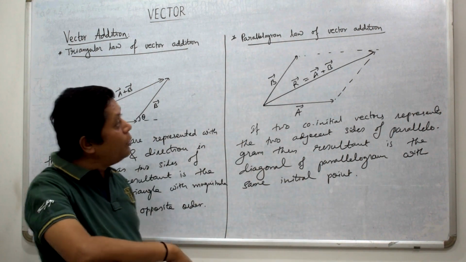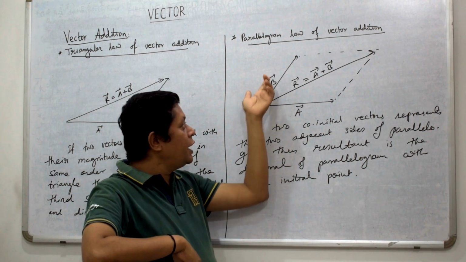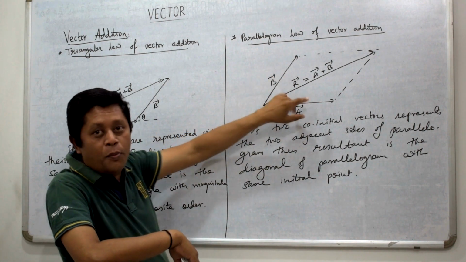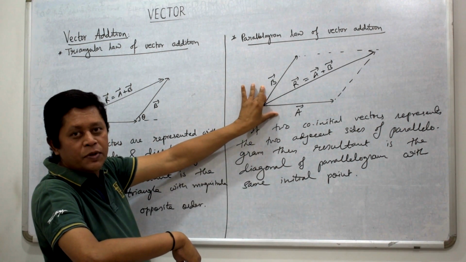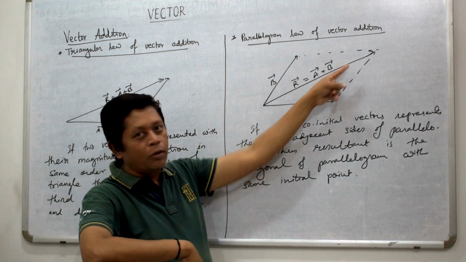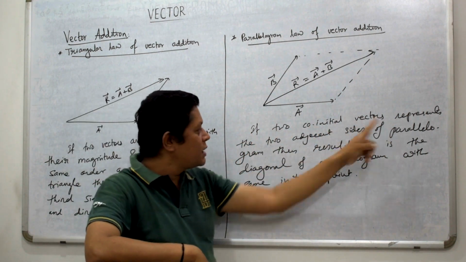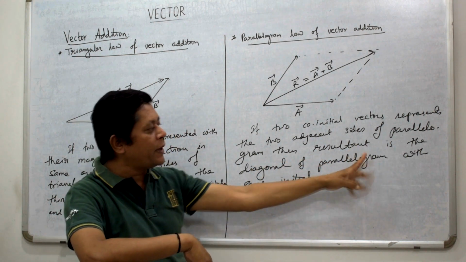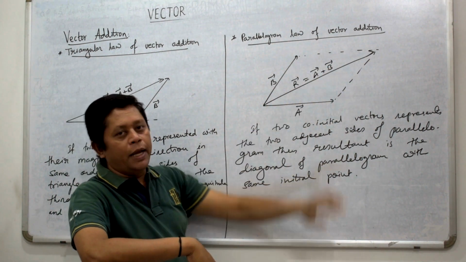Similarly, another is the parallelogram law of vector addition. According to this law, if two vectors A and B are represented as two sides of a parallelogram, where a parallelogram has opposite sides equal and parallel, then the resultant is the diagonal of the parallelogram with the same initial point. The statement is that two co-initial vectors represent the two adjacent sides of a parallelogram. The resultant is the diagonal of the parallelogram with the same initial point. So here also you write R equal to A plus B.